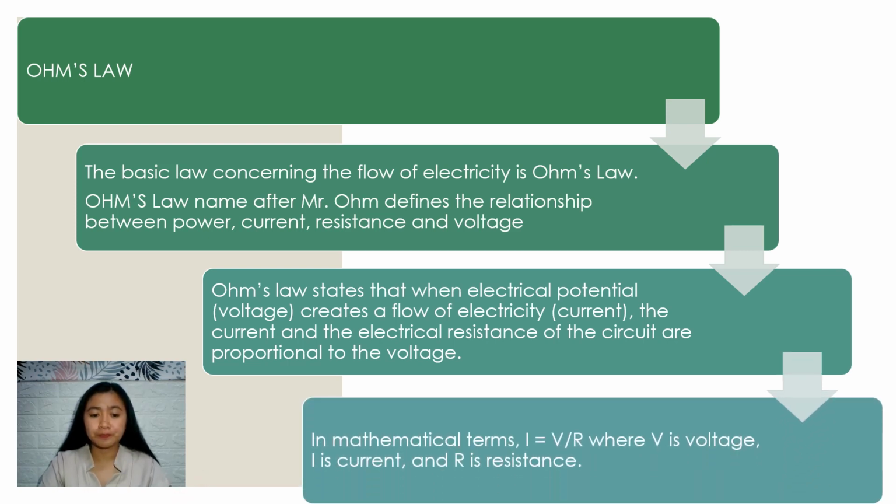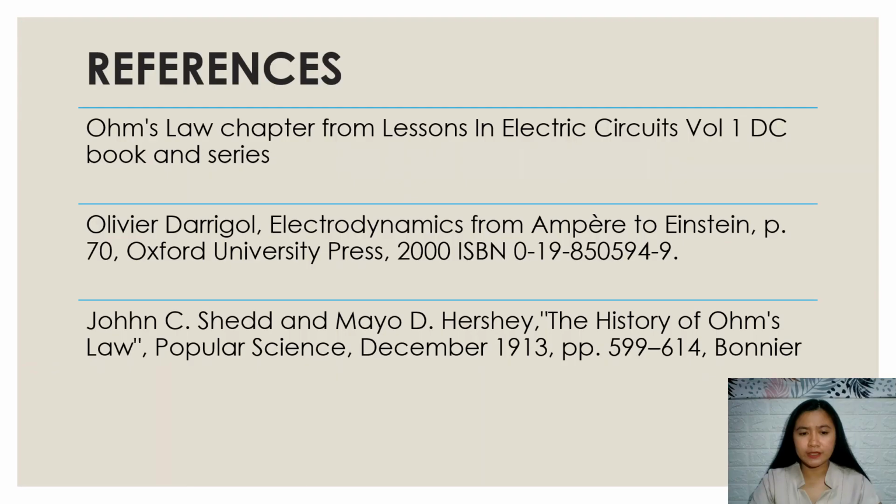In mathematical terms, the current I is equal to V over R, where V is the voltage, I is the current, and R is the resistance. So that is the summary of our lesson.